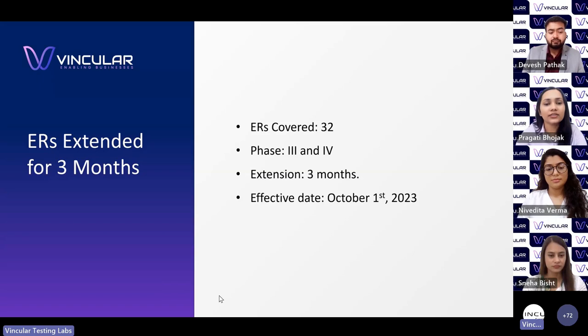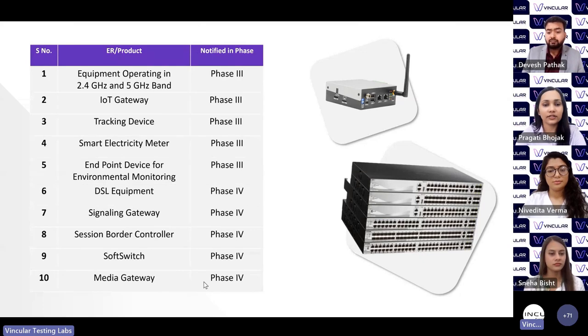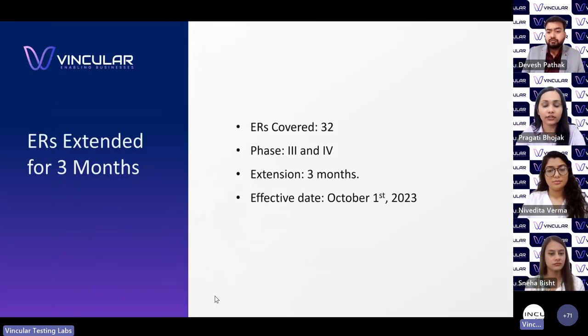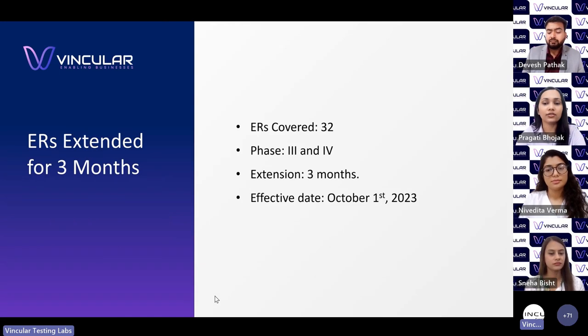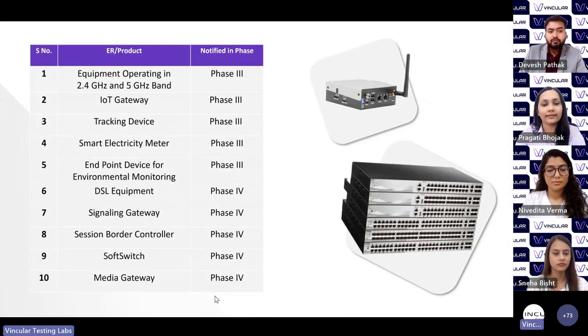6 days back, TEC has released a notification for the extension of 44 ERs of product categories, which were in Phase 3 and Phase 4 of the MTCTE regulation. The mandatory date of certification for 32 ERs or product categories falling under Phase 3 and Phase 4 has been extended by 3 months. The earlier date of implementation was 1st July 2023 and now has been postponed to 1st October 2023.